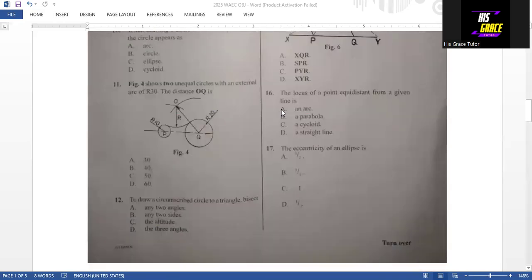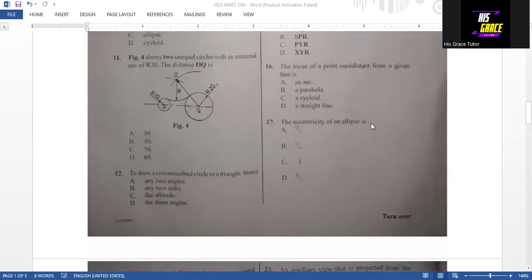Then question 16. The locus of a point equidistant from a given line is a parabola. That is option B, is answer to question 16. And question 17. The eccentricity of an ellipse is 3/4. So the eccentricity of an ellipse is always less than 1. So among these options that we have here, 3/4 is the answer to the question.